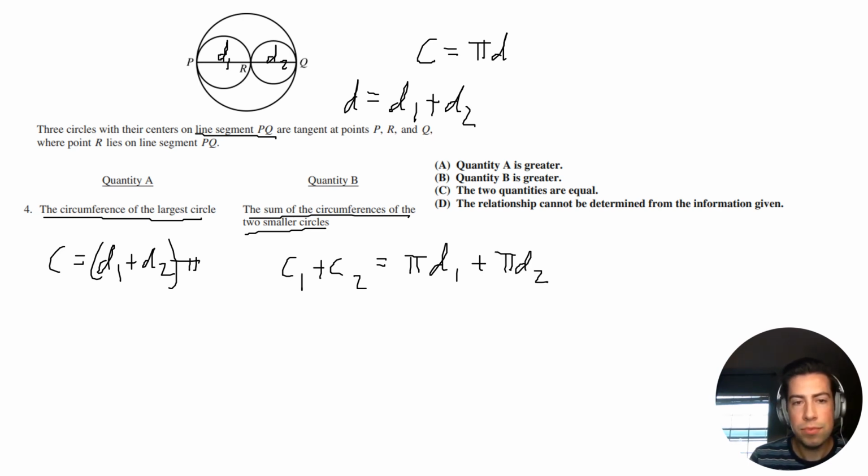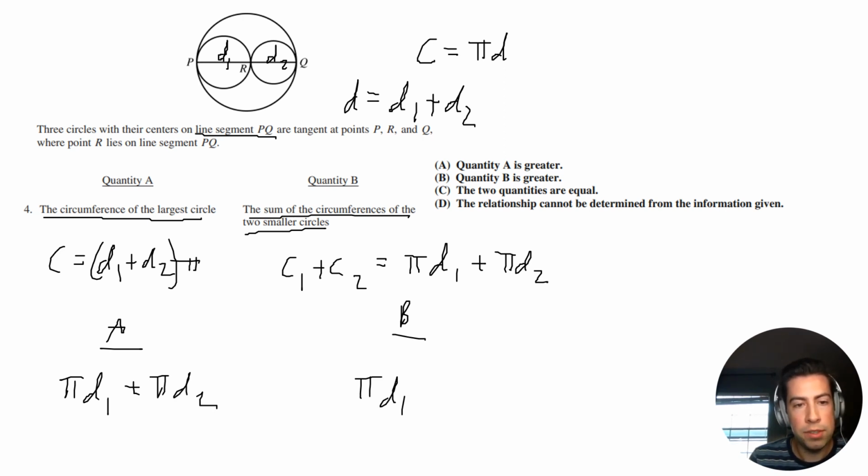At this point you might already see the solution, but let me simplify it so that you can see it more clearly. Right here we are going to have our fully simplified quantity A and our fully simplified quantity B. So let's distribute this pi. We're going to get pi times D1 plus pi times D2. And then let's do this one right here: pi times D1, oops, I'm sorry, plus pi times D2.